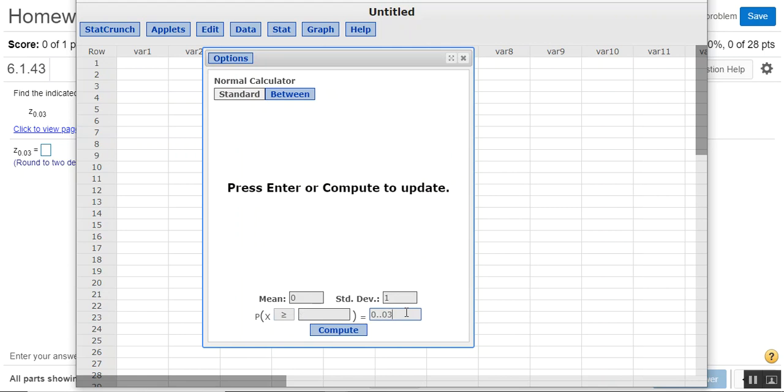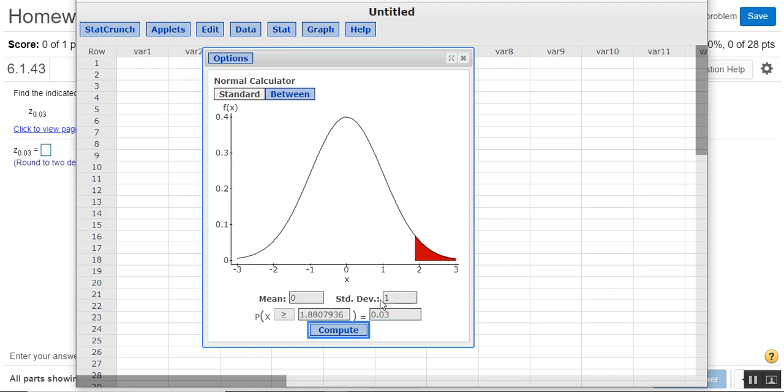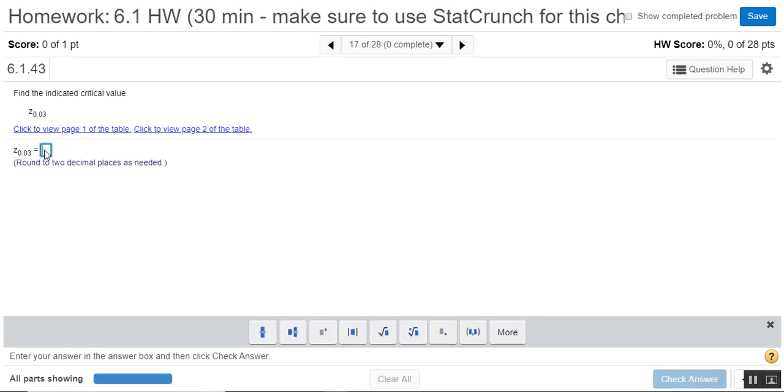And then the area is 0.03. You absolutely want to make sure that this is area. You do not want to type 0.03 in here. So let's compute. And now this is the corresponding z value, 1.88. That's the z value so that its area to the right is 0.03. So I'm going to type in this 1.88.